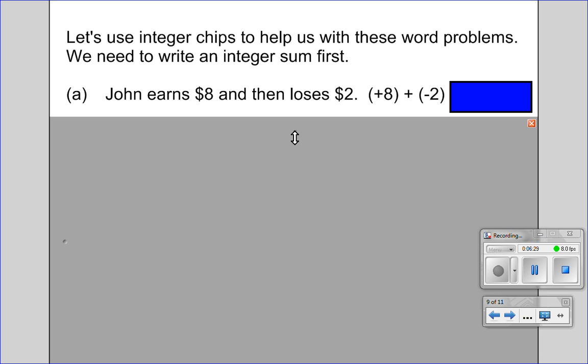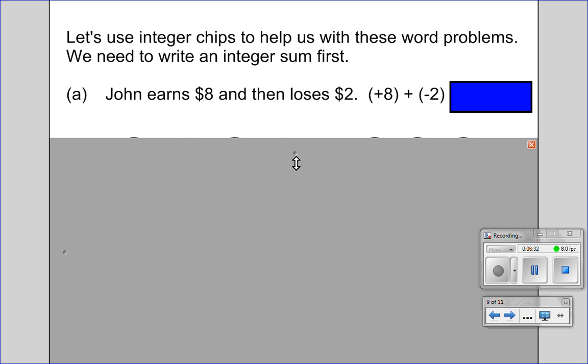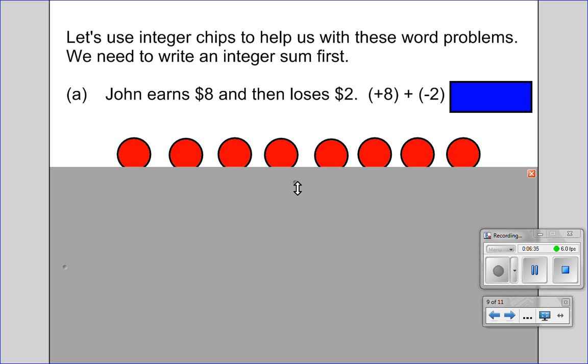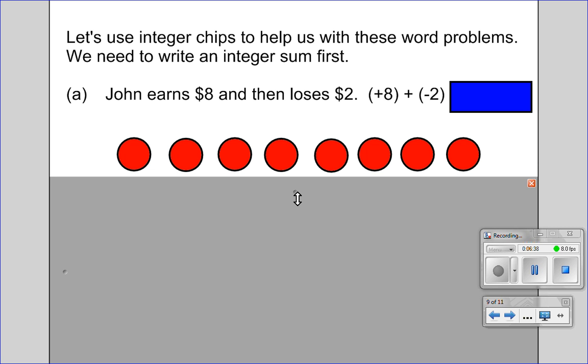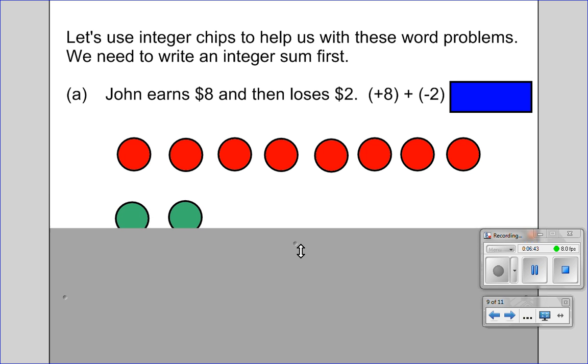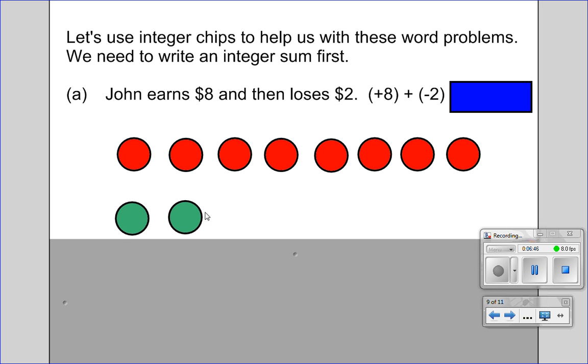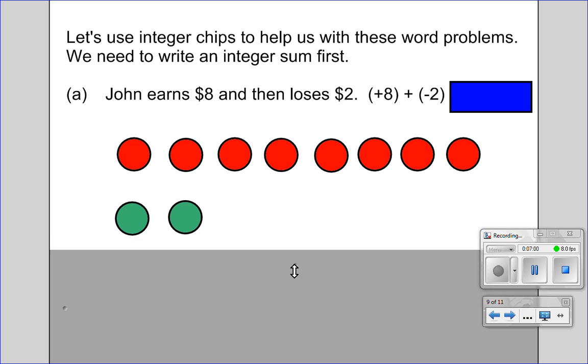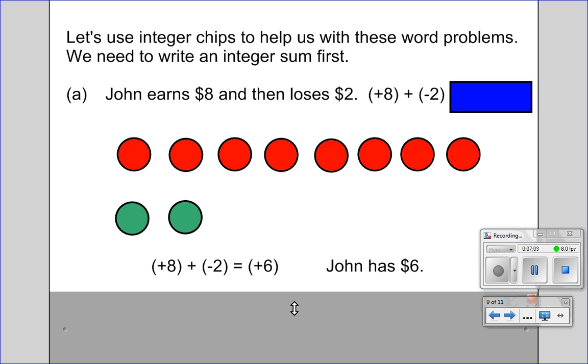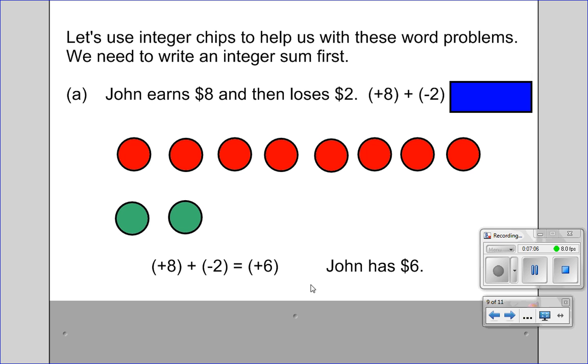All right. So looking at our addition statement, we need to lay down 8 red chips and we need to lay down 2 green chips. So the 2 greens cancel out the 2 reds, which leaves us with a total of 6 red chips. Again, the red are positive, so that means that positive 8 plus negative 2 equals positive 6. Or, in plain English, John has $6.